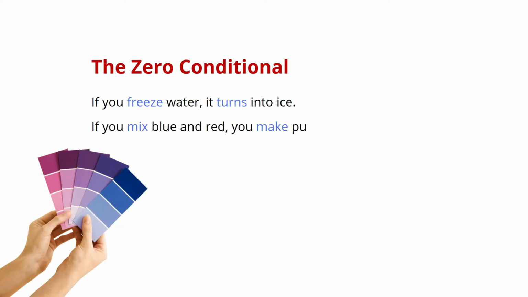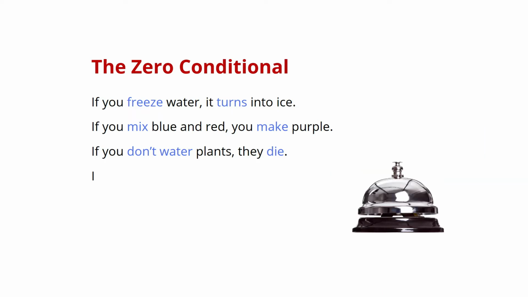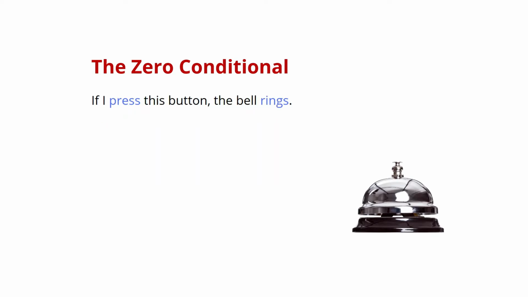If you mix blue and red, you make purple. If you don't water plants, they die. If I press this button, the bell rings. If the first thing happens, the result is always the same. We can also use other expressions in the if clause.